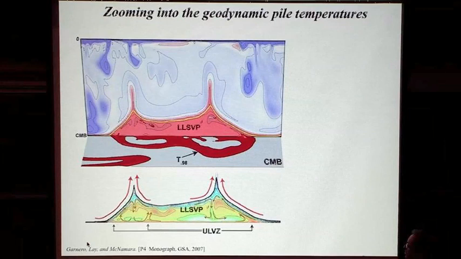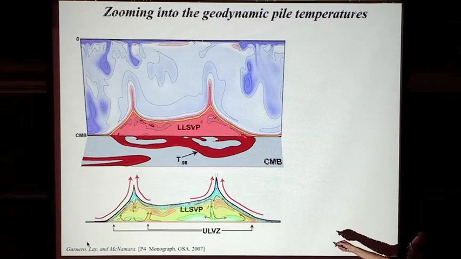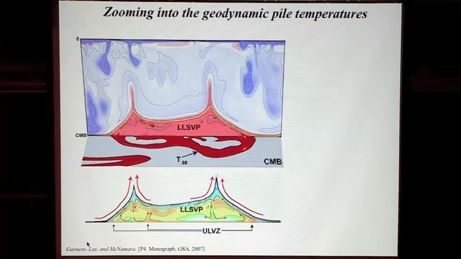This is supposed to be the CMB coming out of the board. And here I've contoured 0.98 in the 0 to 1, just to show that the hottest temperatures are along the margin, and they go through cells internally. So regarding ultra-low velocity zones, if ultra-low velocity zones are related to temperature, as in partial melt of something special or partial melt of LLSVP, we expect it to be where the highest temperatures are. And that's where one should look.